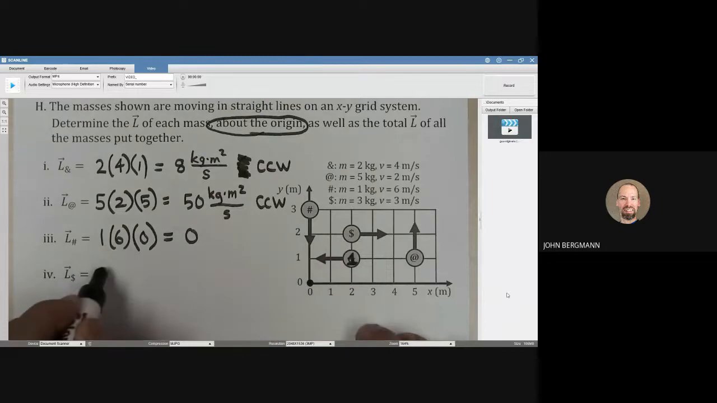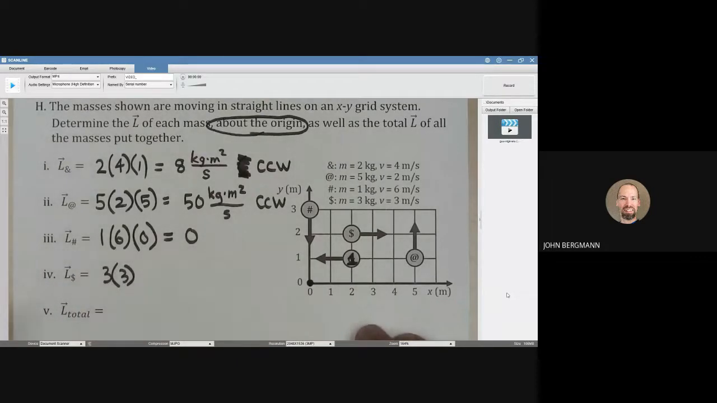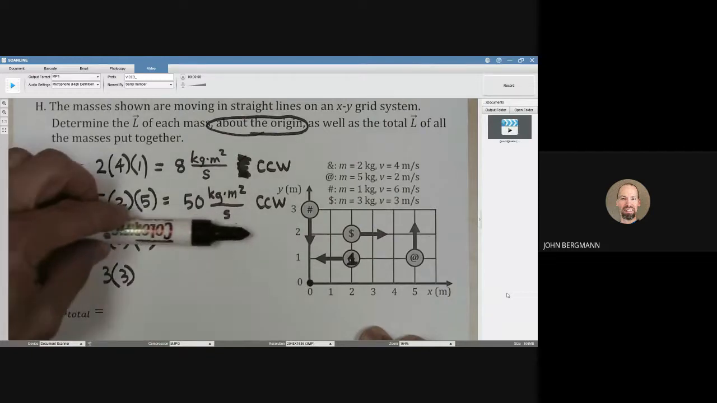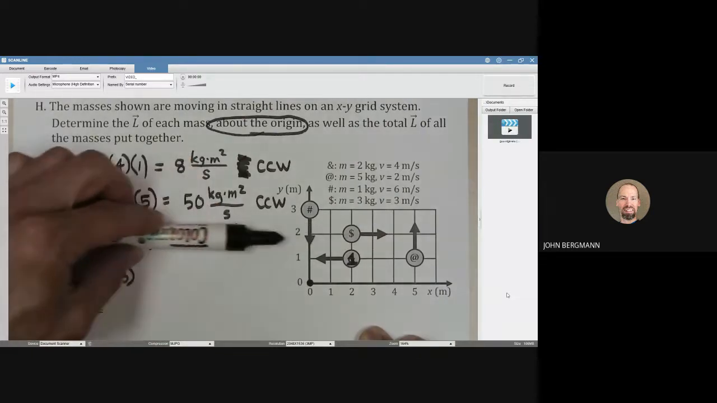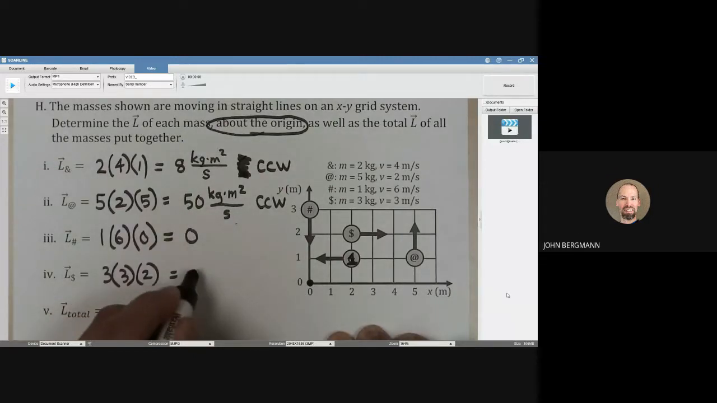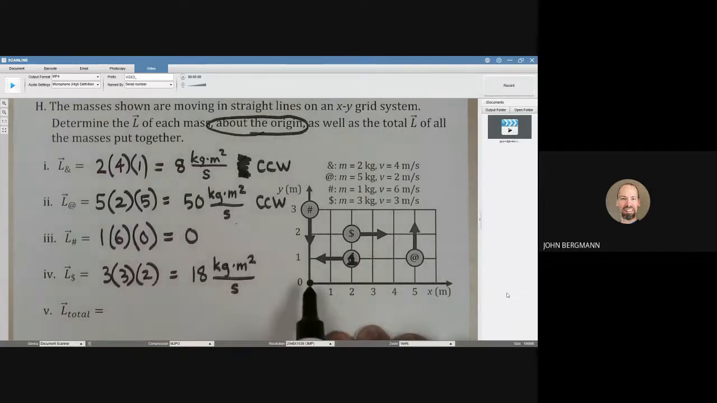And then how about the last one? The last one has a mass of 3, a velocity of 3, and what's its r perpendicular? It's this one right here. So r perpendicular, remember, is the perpendicular distance between the velocity vector line and the origin, which is going to be 2. So what's that? 18? 18 kilogram meters squared per second. And think about it a bit, about the origin, that's going to be clockwise.